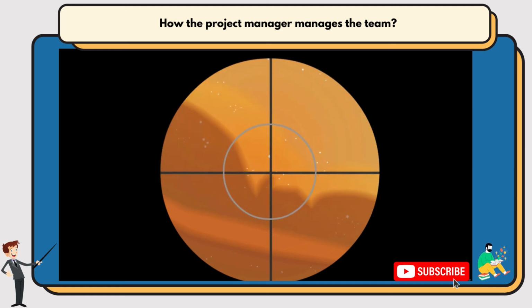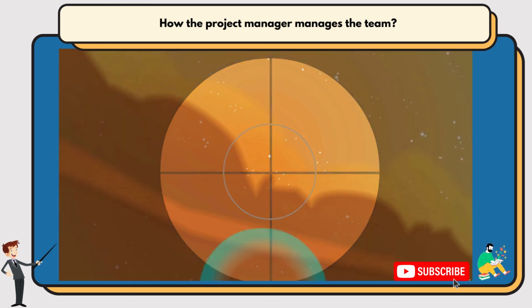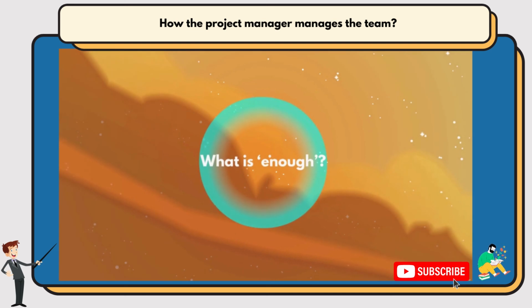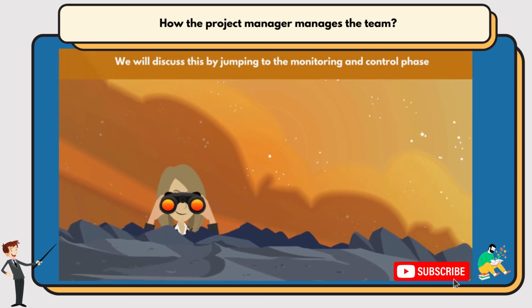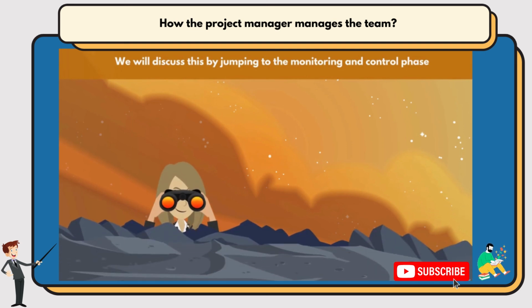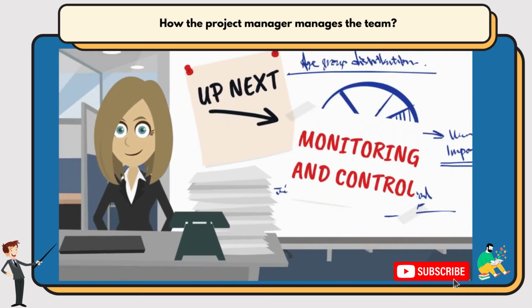Excellent. People skills are an integral part of the project manager's job. They must make sure that people are working fast enough and that the work is being produced good enough. But what does that mean exactly? What is enough? Well, we will discuss this by jumping to the monitoring and control phase, which, if you remember, is running parallel to the execution phase. It aims to clarify what exactly enough is. See you there.